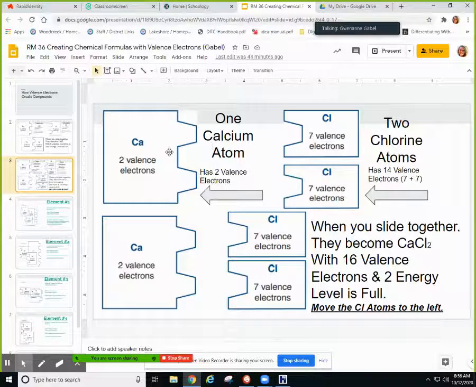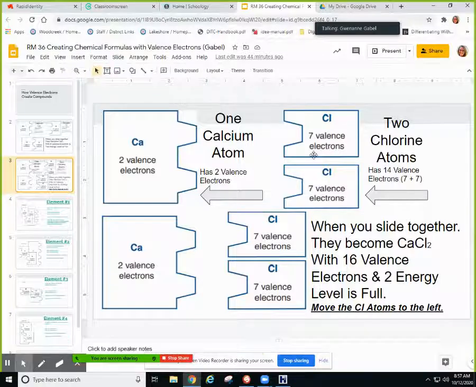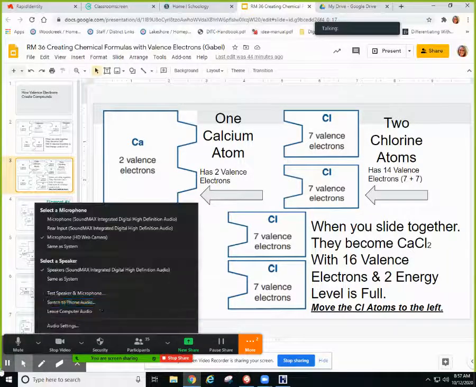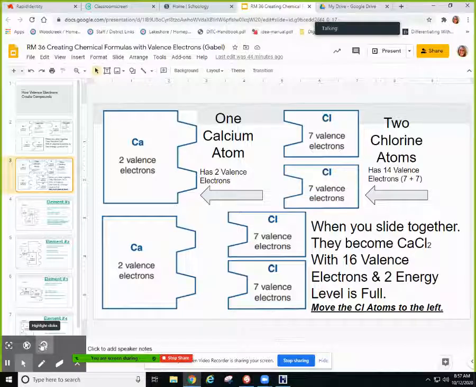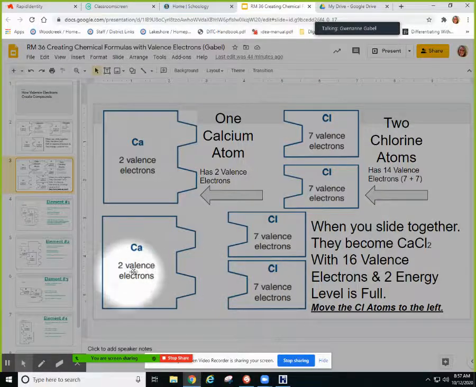1 atom of calcium, 2 chlorine atoms. Okay? Calcium has 2. Total, we have 14 over here. Okay? So calcium gives 1 valence to this chlorine. It gives 1 valence to this chlorine. Okay, there, this is better. Okay, so calcium gives 1 valence to this and 1 valence here.